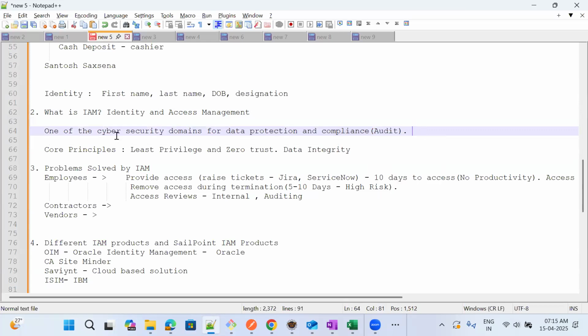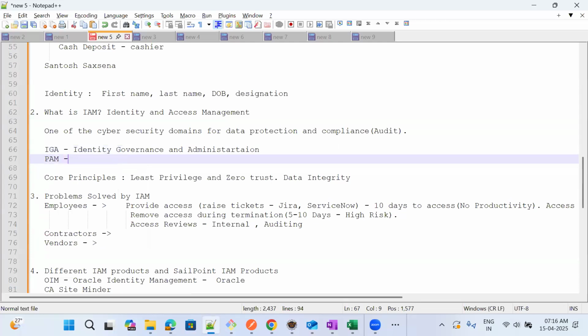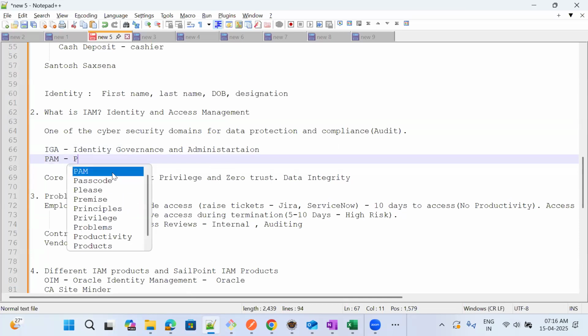Okay. So basically, it's a domain. This IAM domain has multiple principles and there are different concepts within IAM. Let's say we have something called IGA, which we call identity governance and administration. We have something called PAM. PAM also comes under IAM only. PAM is nothing but privileged access management.